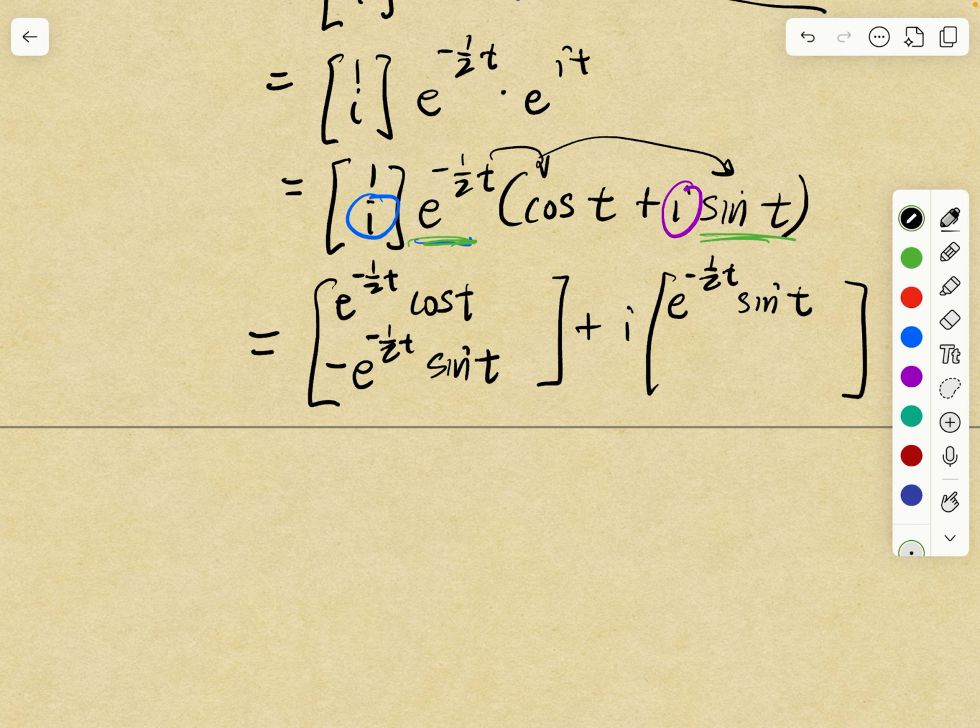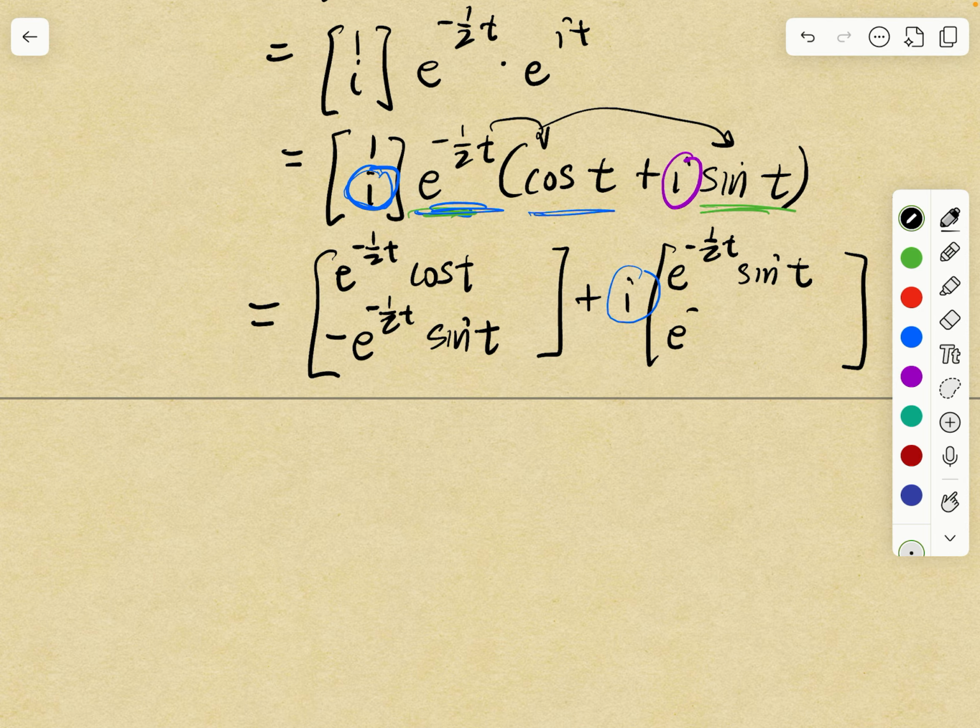And then for the imaginary part, on the bottom, I have i, right? I have this i, and then I have this e to the -1/2 t times cosine t. So this i is the i that shows up here. So then what goes in the blank is e to the -1/2 t cosine t. Okay.